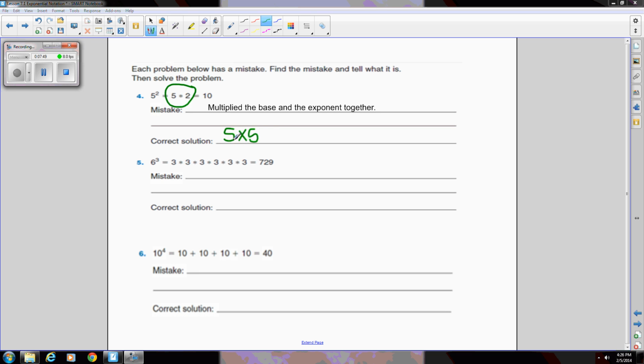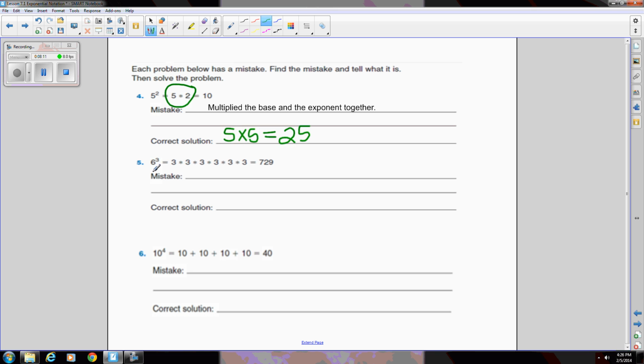Under here on the correct solution line, we want to solve that now. 5 squared really means, what is 5 times 5? I've got 2 5's there. And we all know that. It is 25. All right, simple as that. We solved it. Found their mistake and we solved the problem. Let's go on to the next one.